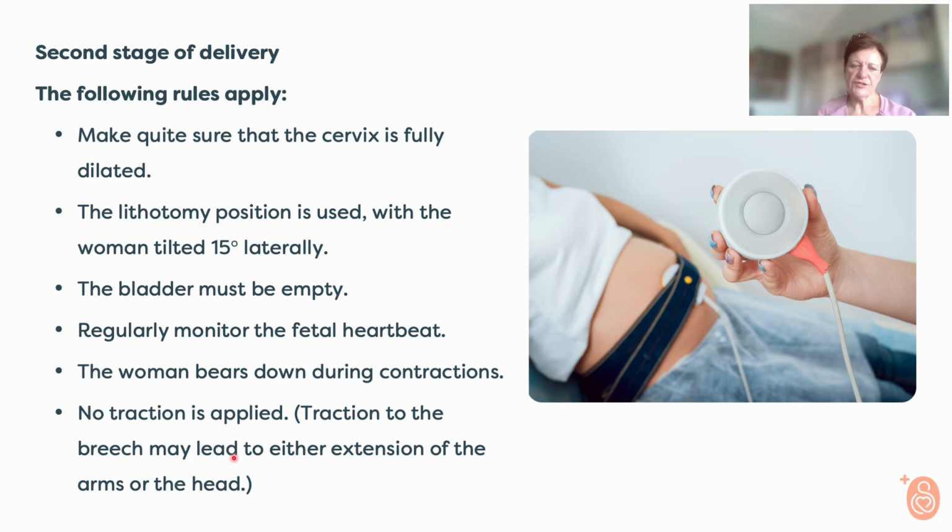So no traction is applied at any time, because when we pull on the breech, when there's traction, we might lead to the extension of the arms. So if we pull on the body, we might make the arms be extended above the fetal head.